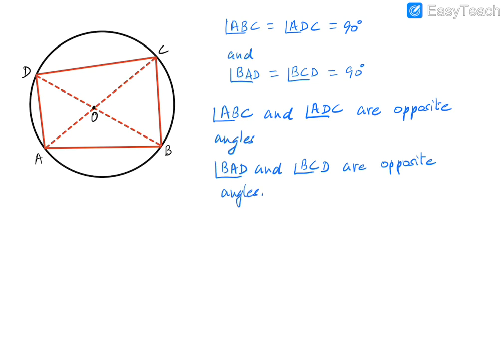Okay, and since the opposite angles are equal, we know from the property of parallelograms that if the opposite angles are equal, then the quadrilateral is a parallelogram. So since we now have shown that the opposite angles are equal, we can now write that ABCD is a parallelogram.